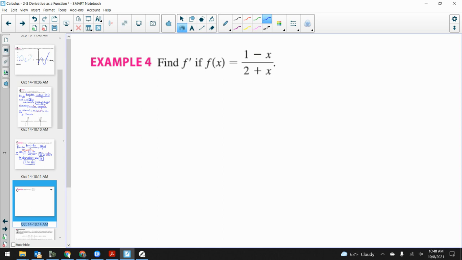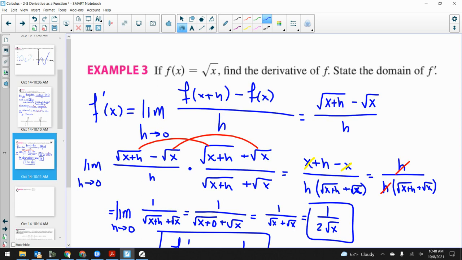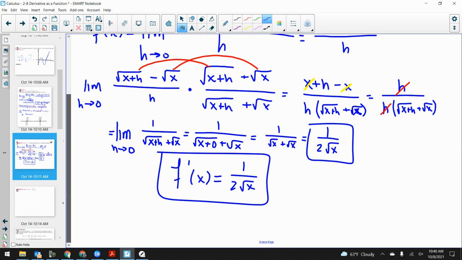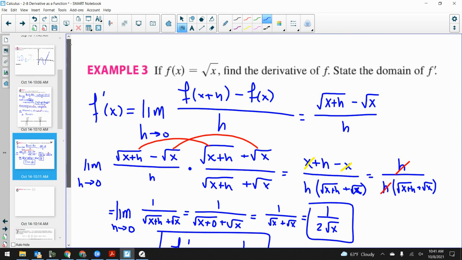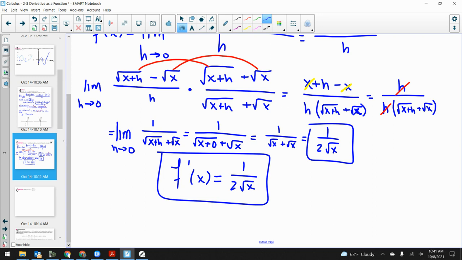We're finding f prime with f of x is equal to, oh, you know what I forgot to do? We didn't talk about the domain. State the domain. The domain of f. What was the original domain of f? X is greater than or equal to 0, right? Can I still have that same domain? I just have to change one thing. Just greater than. It can't be 0 anymore.